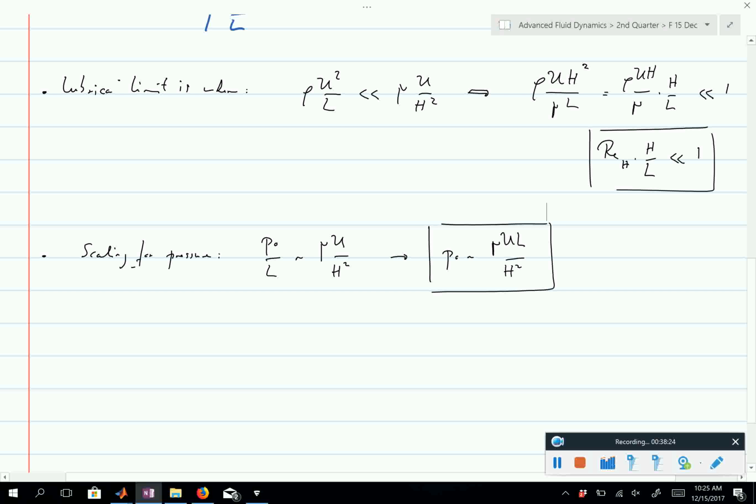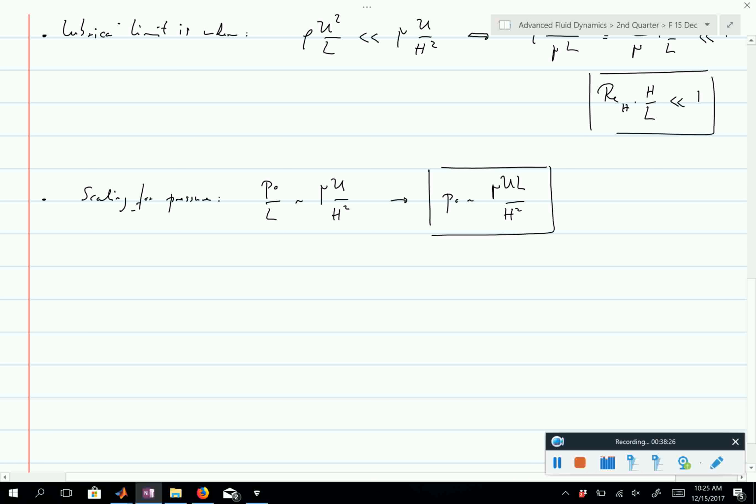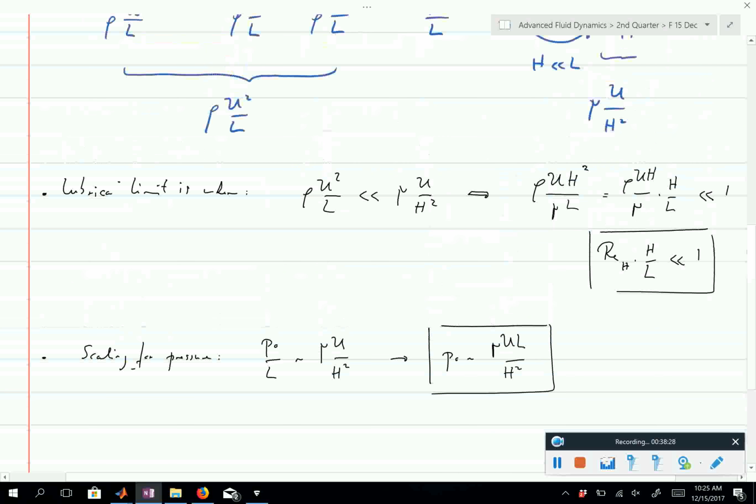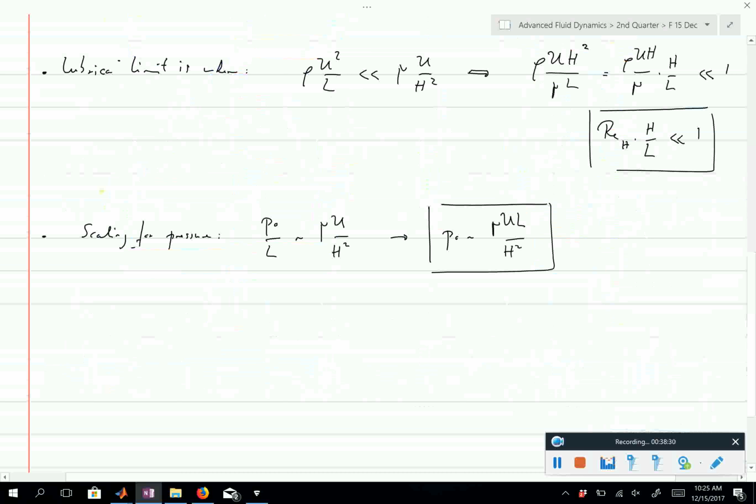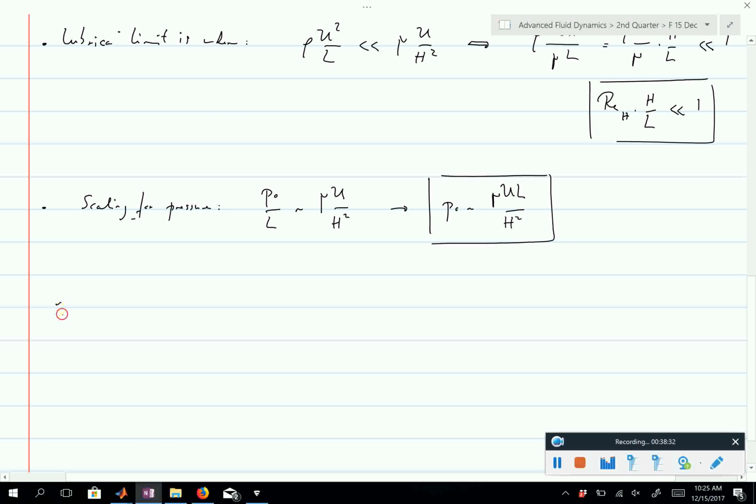Now I have 5 more minutes to do the Y component. So this is the X component of the momentum equation. Let's do the Y component of the momentum equation.